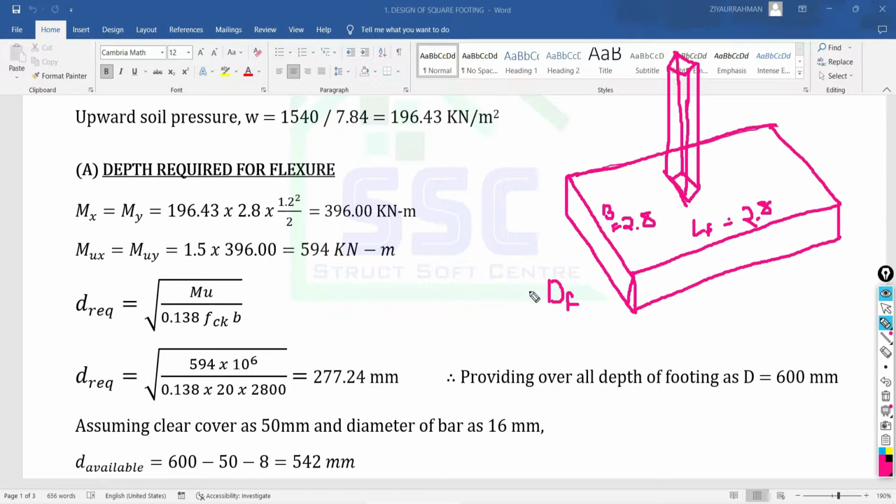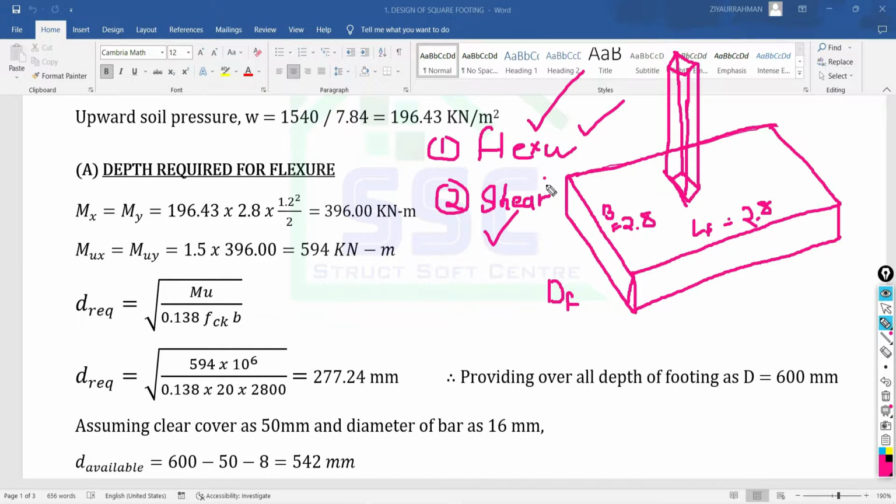And this depth of the footing is going to be influenced by two criteria. One is your flexural criteria and another one is your shear criteria. Based on that, we have to calculate what should be the safe depth of the footing. If your depth is going to be influenced by flexural criteria, you have to check that for the shear criteria. If your depth is going to be influenced by your shear criteria, then you have to check for the flexure. So ultimately your design depth should be safe in flexure as well as in shear.